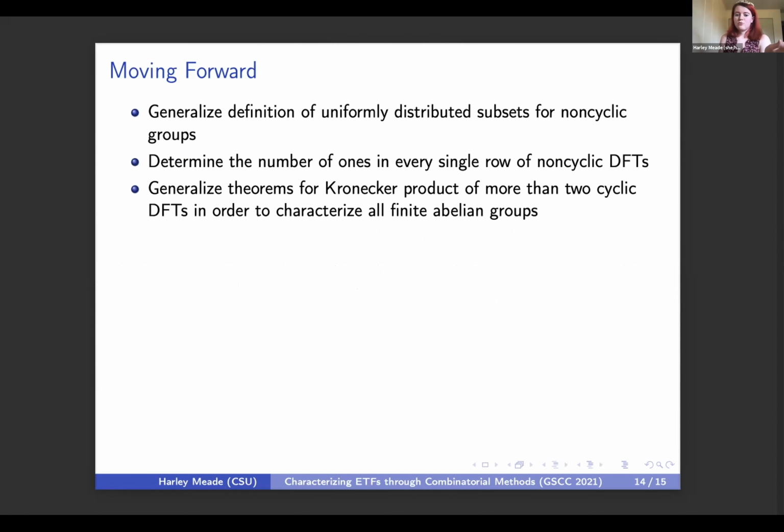And finally, I want to generalize these theorems to where you have the Kronecker product of more than 2 cyclic DFTs, to where eventually I could characterize all finite abelian groups.